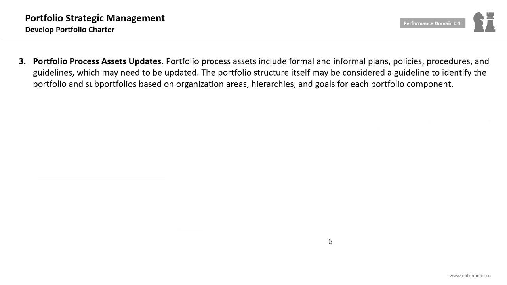The last output will be the portfolio process assets updates, and the portfolio process assets usually include formal and informal plans, policies, procedures, and guidelines which may need to be updated. The portfolio structure itself may be considered a guideline to identify the portfolio and sub-portfolios based on organization areas, hierarchies, and goals for each portfolio component. So the key output of this process is the portfolio charter, which will be a very useful input to multiple portfolio management processes.